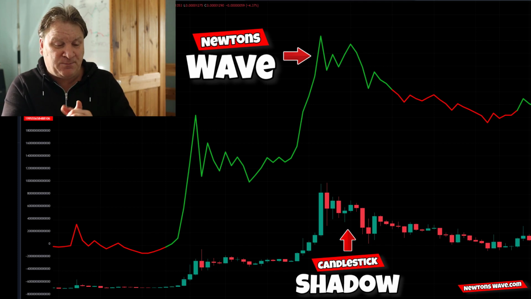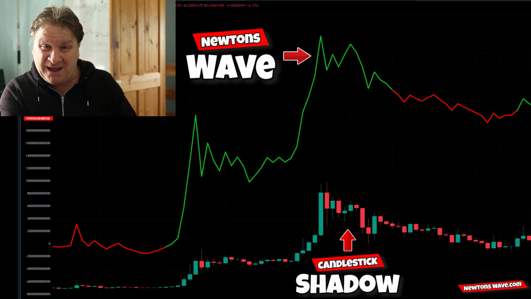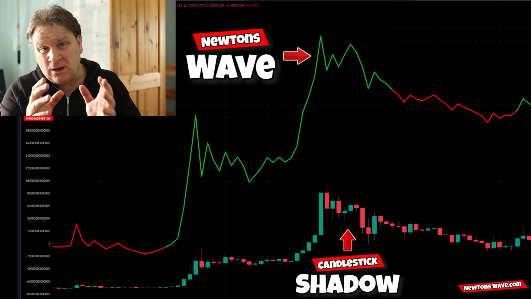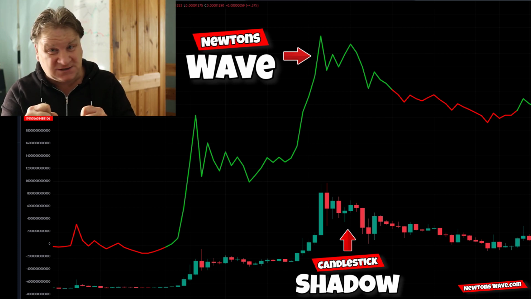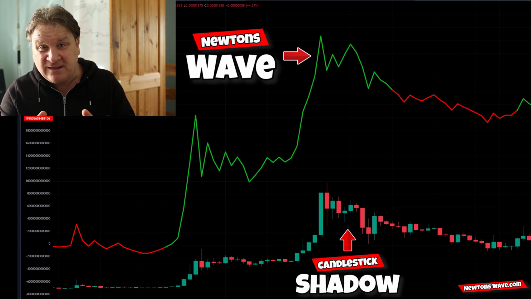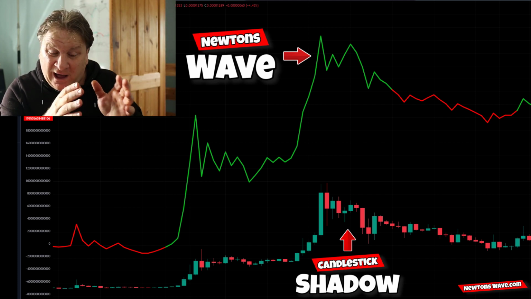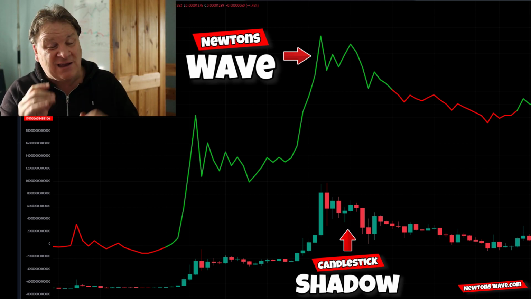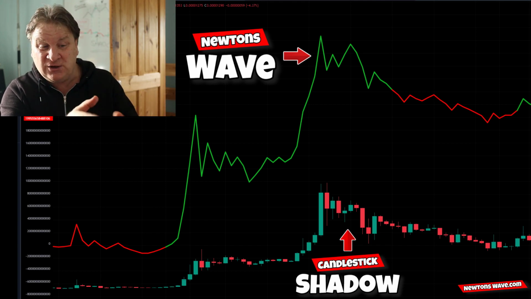So what is it? Well, basically you can see two patterns on the screen. You've got the candlestick pattern, and you've got something called Newton's Wave. Scientists recently discovered that the candlestick pattern is just a shadow, right? It's not the real substance. It's the wrong thing that we're analyzing, the wrong thing that we're trading. Behind the candlestick pattern shadow is an electromagnetic sine wave. That's what scientists discovered, and they named it Newton's Wave.